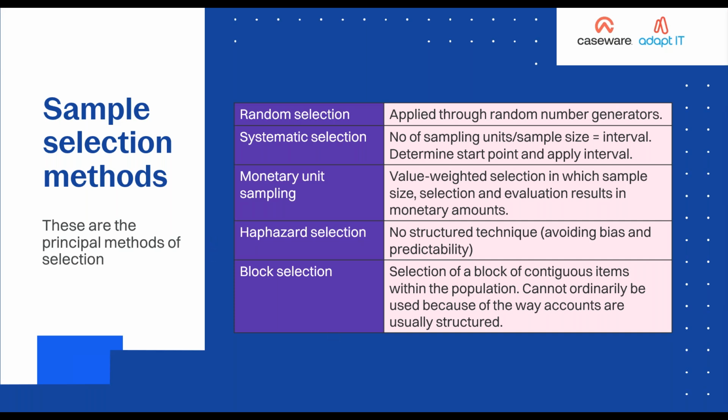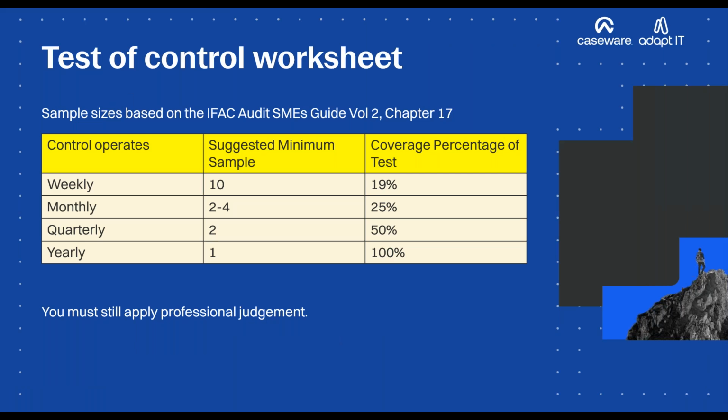Okay, good. Then let's look at the test of controls considerations. So just here to note that if a control is operated, well, let's start at the bottom, yearly.